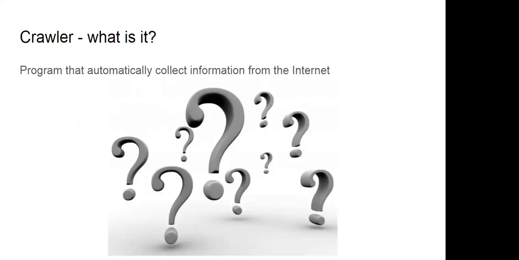To solve this problem, you can write a program that automatically extracts the required information from the internet. Such a program is called a crawler. This allows you to significantly speed up the collection of a large amount of data scattered across different pages of the same site or located on different sites. Also, crawlers can collect information at certain intervals, which can be useful in various fields.